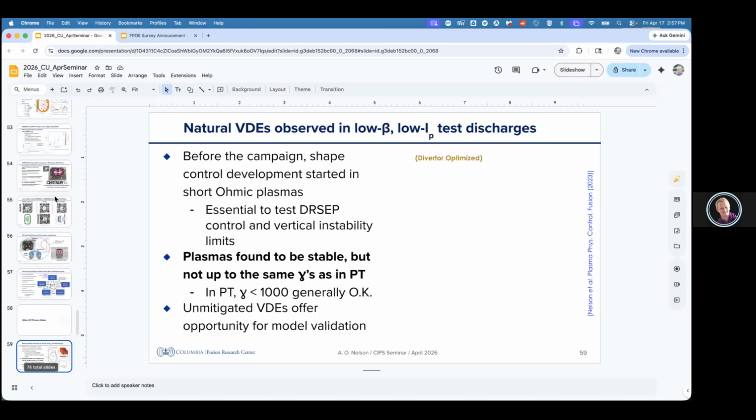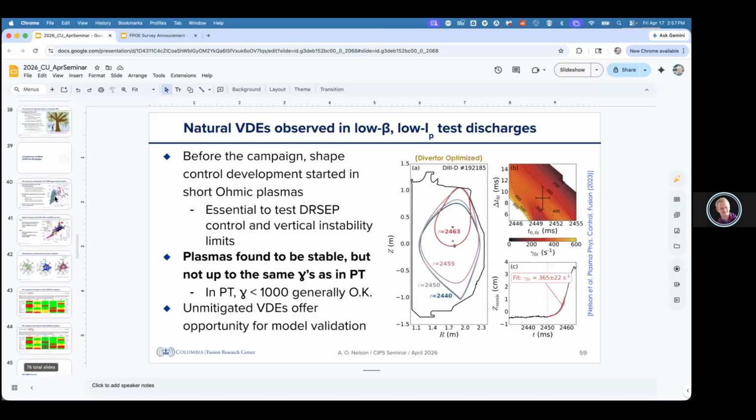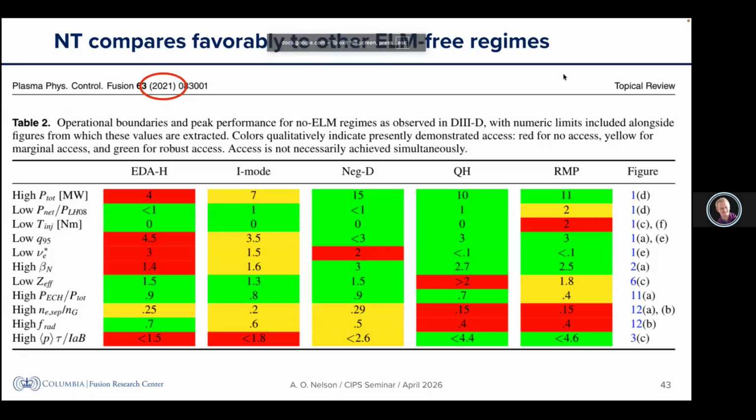Running a little short on time. Wanted to show one cool thing, I think, which is just a comparison of these different regimes that we've been talking about. So this is a comparison of several different ELM-free strategies. This is from a paper from 2021. There are strategies that aren't listed here. This is just a picture of a paper. Each one of these, so enhanced D alpha H mode, I mode, negative triangularity, quiescent H mode, and resonant magnetic perturbations is basically a strategy to avoid the ELM problem.